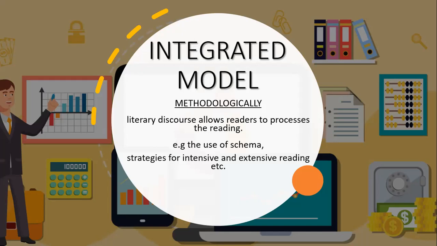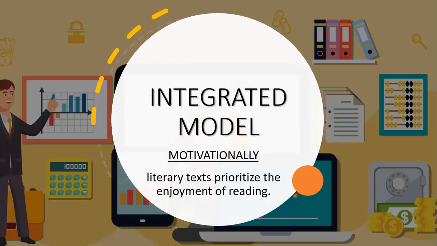Okay? So here, based on the approach that we had earlier, we have known that literature is open to a wider range of different interpretations and meanings. So, meaning to say po, with the use of the methodological approach in the integrated model, we can have a lot of strategies to get the meaning of the specific text. And lastly, which applies to everyone, motivationally, literary texts prioritize the enjoyment of the readers or the reading.